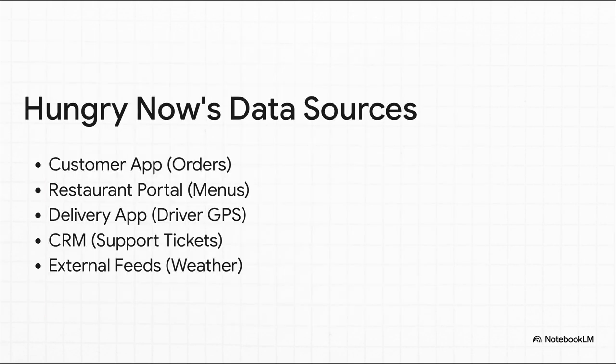So for Hungry Now, this is where it gets interesting. It means pulling together data from everywhere. We've got the orders from the customer app, menu info from the restaurant portal, live GPS from the drivers, support tickets from their CRM, and they're even pulling in outside data like weather forecasts and food hygiene ratings. The real magic, the real insight, happens when you finally join all of this stuff together.